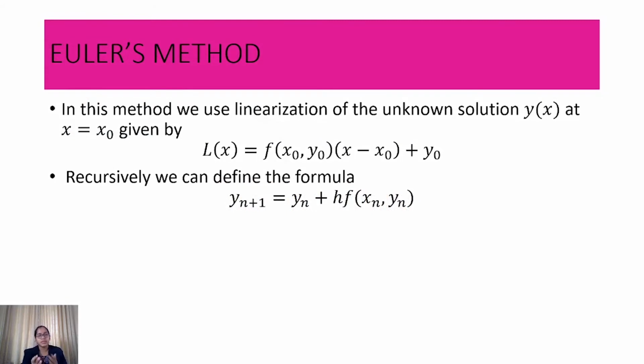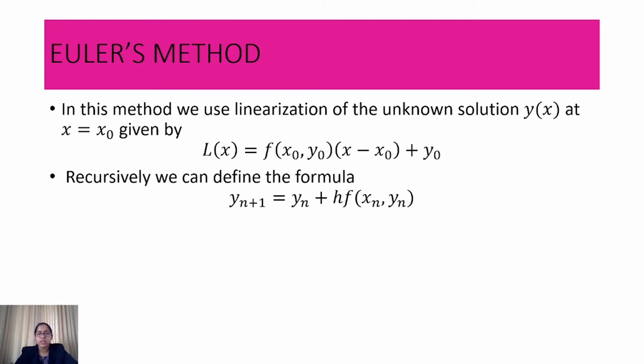In this method we usually use the linearization concept, linearization of the unknown solution, and proceeding successively or recursively, as I have just mentioned, we get the general formula, that is y_{n+1} is equal to y_n plus h into f of x_n, y_n. So this is Euler's method.